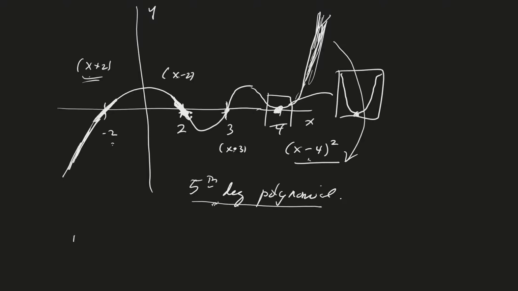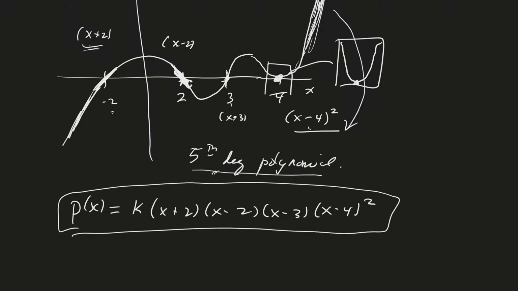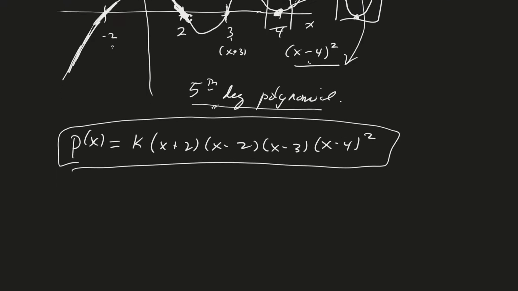Okay, so in this case we could write our p of x as some constant times x plus 2 times x minus 2 times x minus 3 times x minus 4 squared. Good. And so it's kind of fun to be able to write the equation of a polynomial given a graph. So let's try another one.